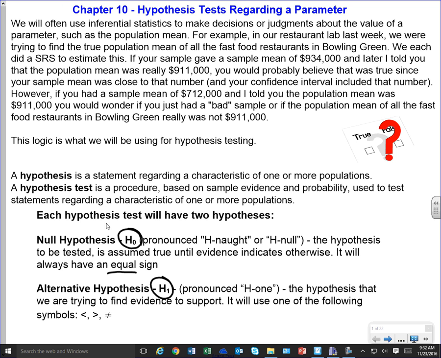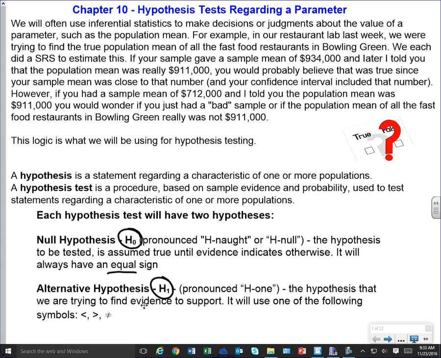We have two hypotheses in every hypothesis test. The first is the null hypothesis, which we write as H sub 0. It can be called H naught or H null, any of those, or H sub 0. Any of those mean the same thing. This is the hypothesis to be tested. It's assumed true until evidence indicates otherwise. And for our class, it's always going to have an equal sign.